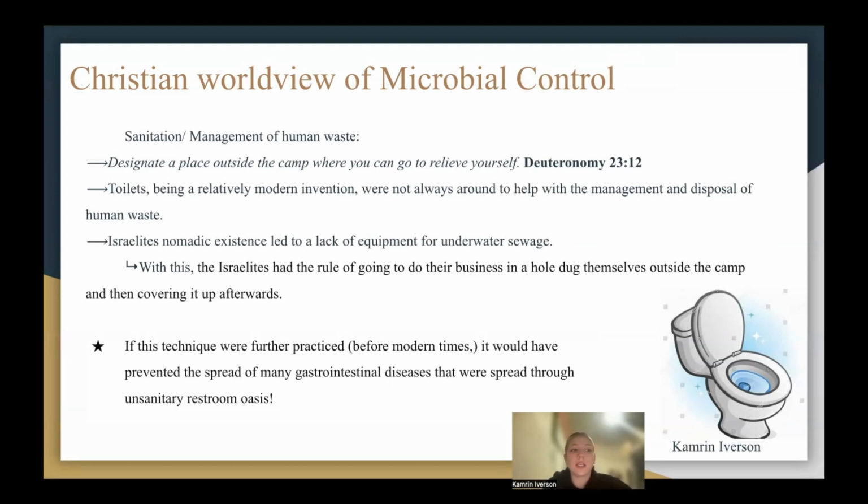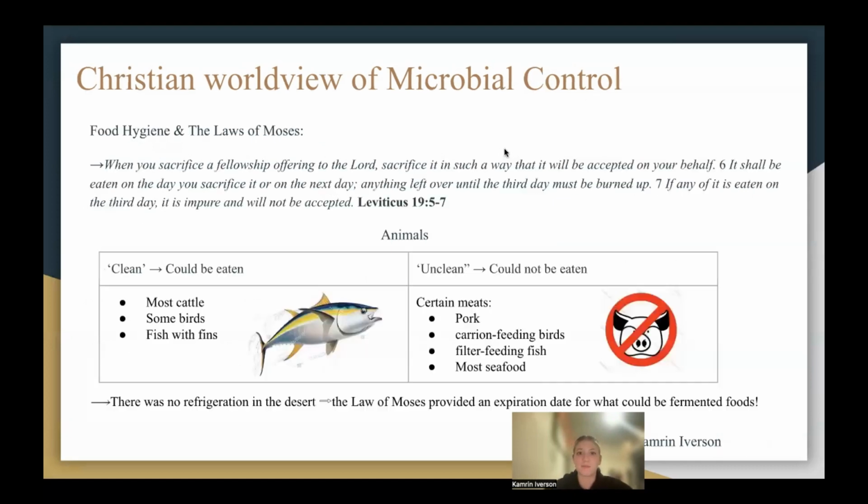Due to the Israelites having a nomadic existence, they did not have the equipment to properly do underground sewage. With this, the Israelites had a rule of going to the restroom in a hole that they had dug for themselves outside of their camp. After they would use the restroom, they would cover up this hole afterwards. It has been proven that if this technique were further practiced before modern times of the toilet, it would have prevented the spread of many gastrointestinal diseases that were spread through unsanitary restroom areas.